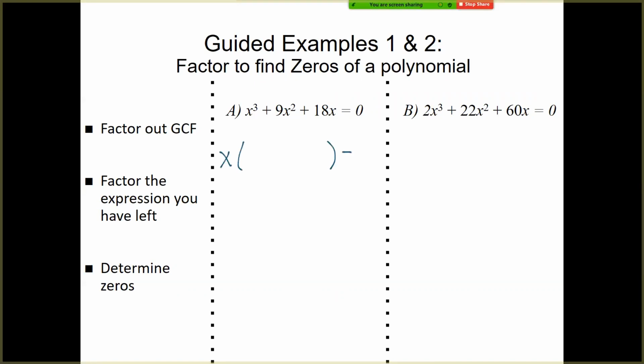So if I factor out a greatest common factor of x, that leaves me with x squared plus 9x plus 18. Can we factor the expression in the parentheses? Yes. So we're going to take the quadratic that's in the parentheses, use your asterisks out to the side, figure out what our two factors are going to be for that.